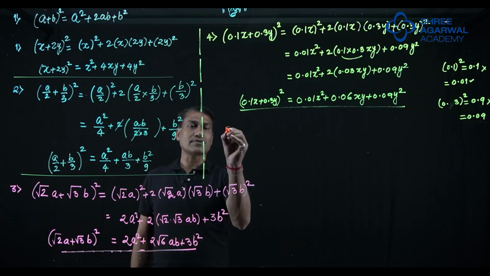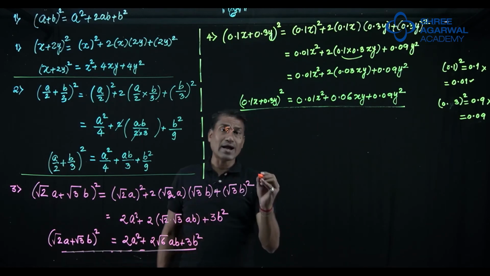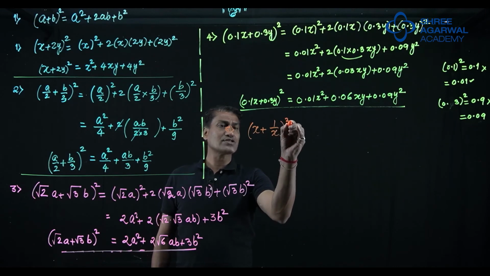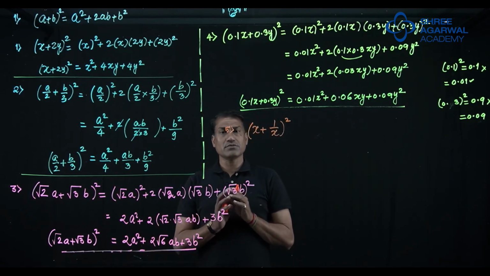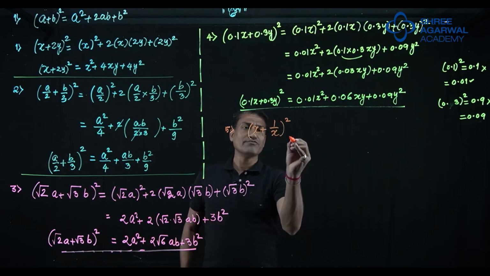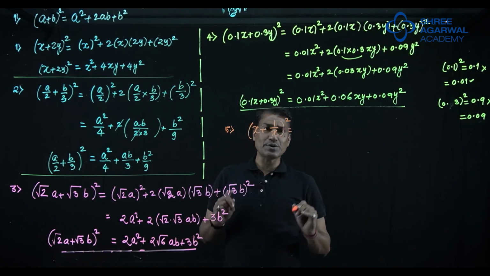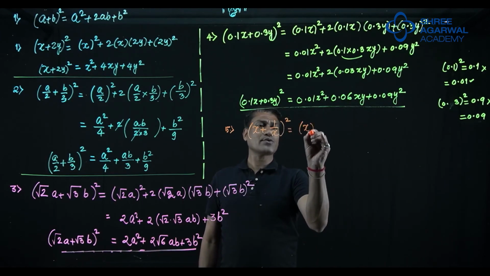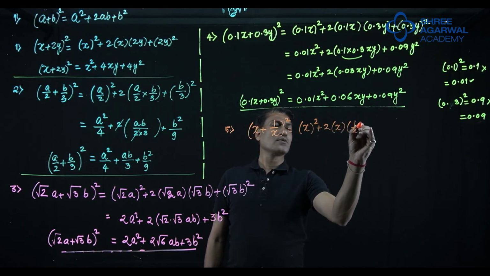What is the fifth one, sir? I would take this as (x + 1/x)². So there is a fraction in this. Very simple. We will write (a + b)² is equal to a² + 2ab + b². So it will be a² + 2ab + b².